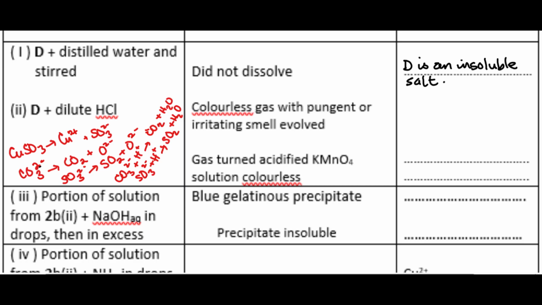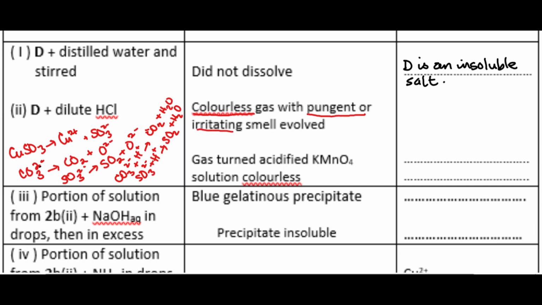I told you that the preliminary test up there gives us an idea of what the ion is. That's SO3 2-. Now, this D plus HCl is telling us more about the ion. That ion, the ion present in the salt, produces a colorless gas with pungent or irritating smell. They're repeating that observation that we had in the first test when we heated it, right? They now went further to test the gas with acidified KMnO4. And what happened? The gas turned acidified KMnO4 solution colorless.